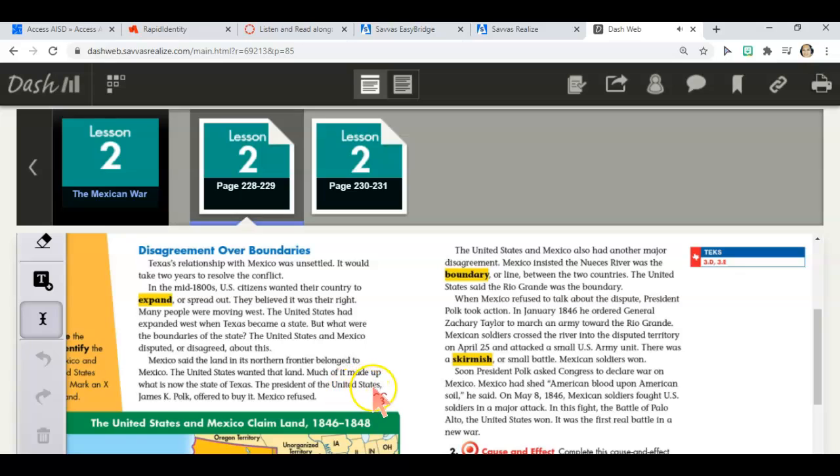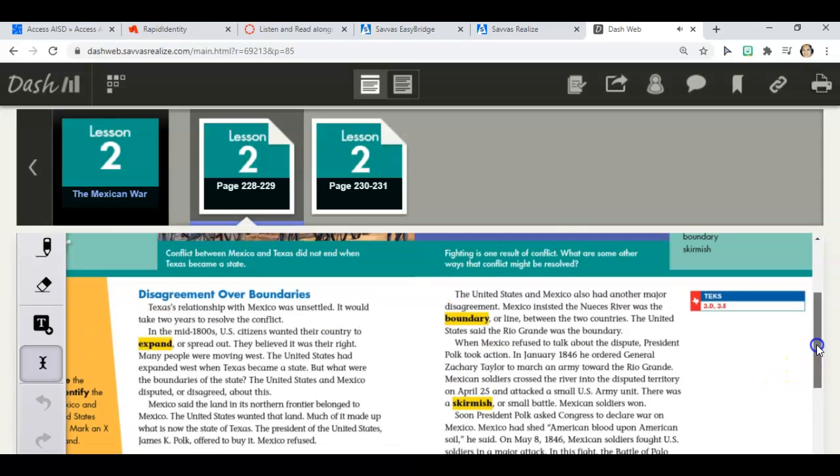The President of the United States, James K. Polk, offered to buy it. Mexico refused. The United States and Mexico had another major disagreement. Mexico insisted the Nueces River was the boundary or line between the two countries. The United States said the Rio Grande was the boundary. When Mexico refused to talk about the dispute, President Polk took action. In January 1846, he ordered General Zachary Taylor to march an army toward the Rio Grande.